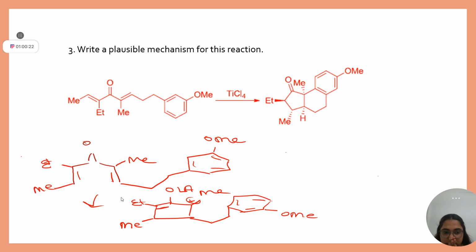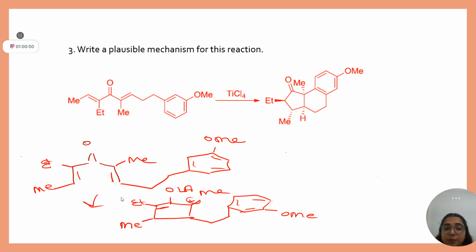Ma'am, initially it is trans, ma'am. Trans. It means they are on the opposite side, right? Yes, they are opposite. Which type of system it is? 4 pi or 4n plus 2? 4 pi, ma'am. Very good. 4 pi under thermal condition undergoes which type of electrocyclic ring closure? Disrotation or conrotation? Thermal condition, conrotation.